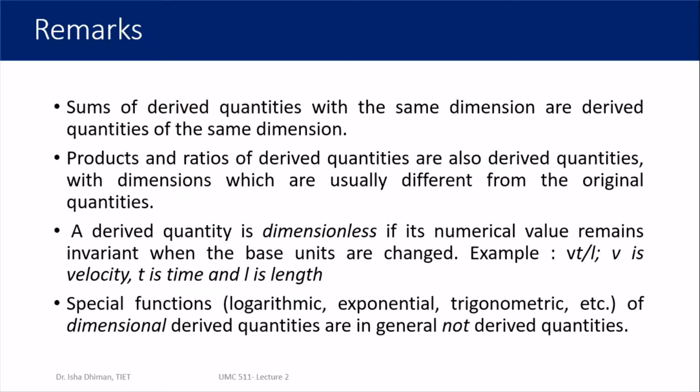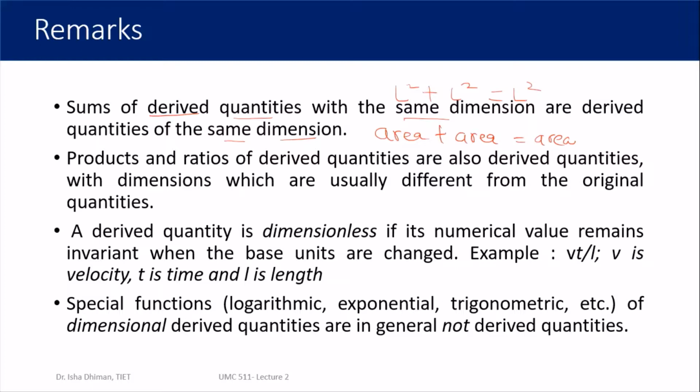So these are some important points about the derived quantities which you can read. Sums of derived quantities with the same dimension are derived quantities of the same dimension. It simply means, we know that area plus area is going to be area. So the dimension of area is L squared. So obviously on this side also the dimension is going to be L squared.